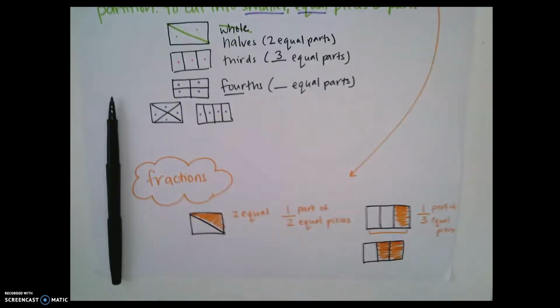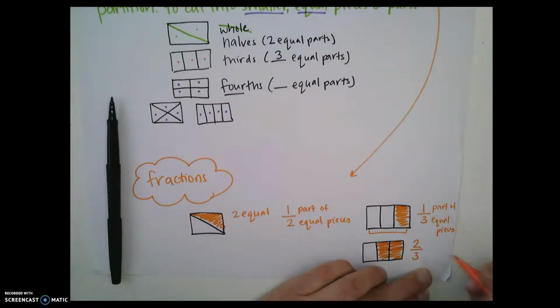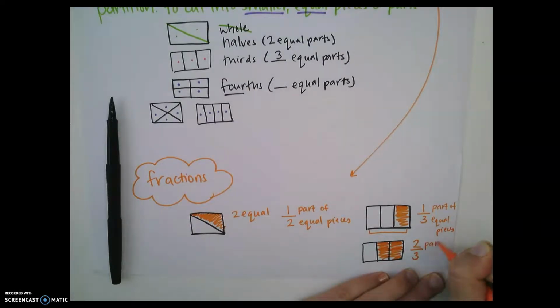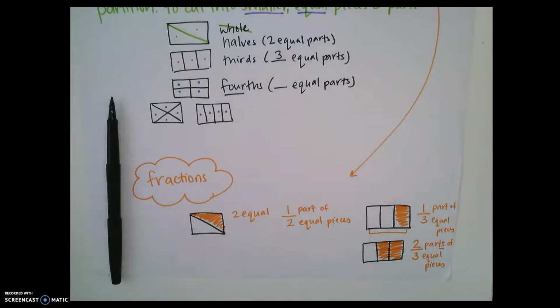Do you have any idea how you could write this fraction? If you guessed that you could write 2 over 3, you are correct because now I am showing 2 parts, more than one part, of 3 equal pieces or 3 equal parts. So that is how we show fractions, and this is going to be important as we begin our fraction game to remember what fractions are.